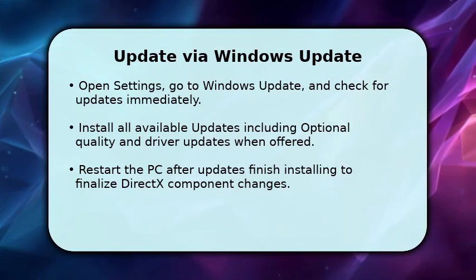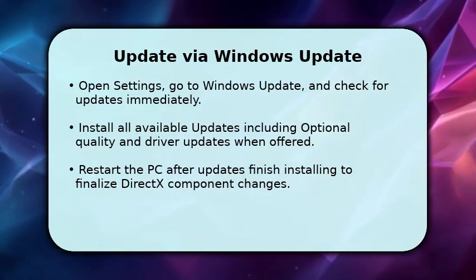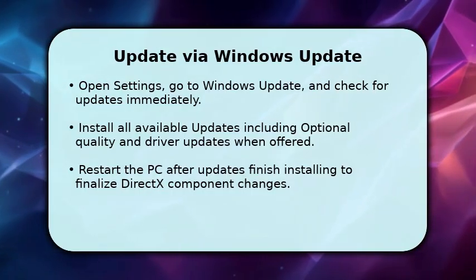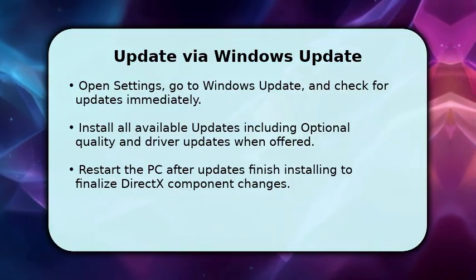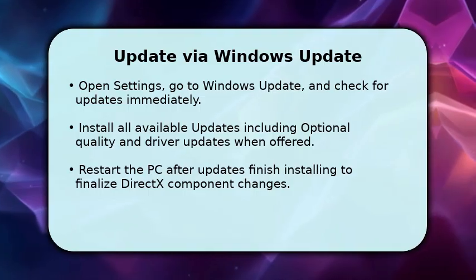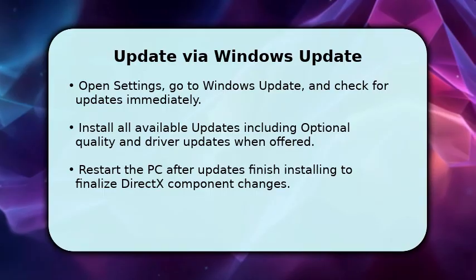Use Windows Update as the primary method to update DirectX components on Windows 11. Open Settings, go to Windows Update, and check for updates immediately to fetch the latest components. Look for optional quality updates and optional driver updates and select them carefully.